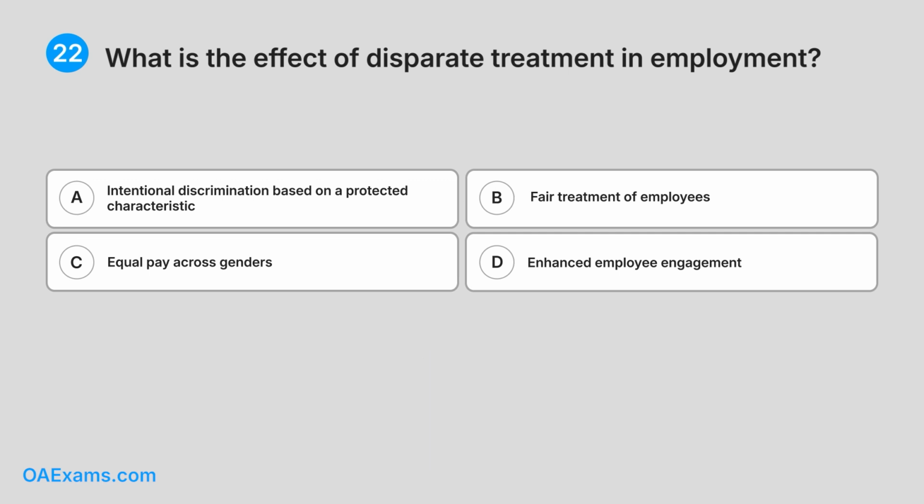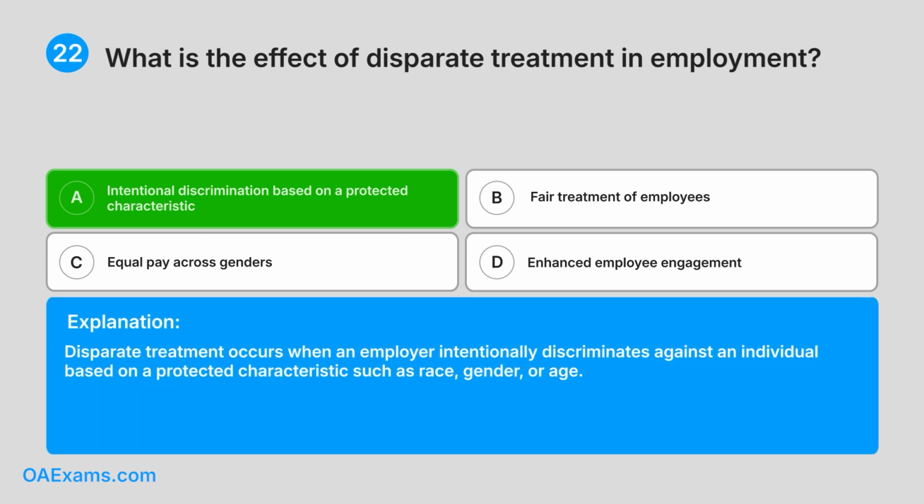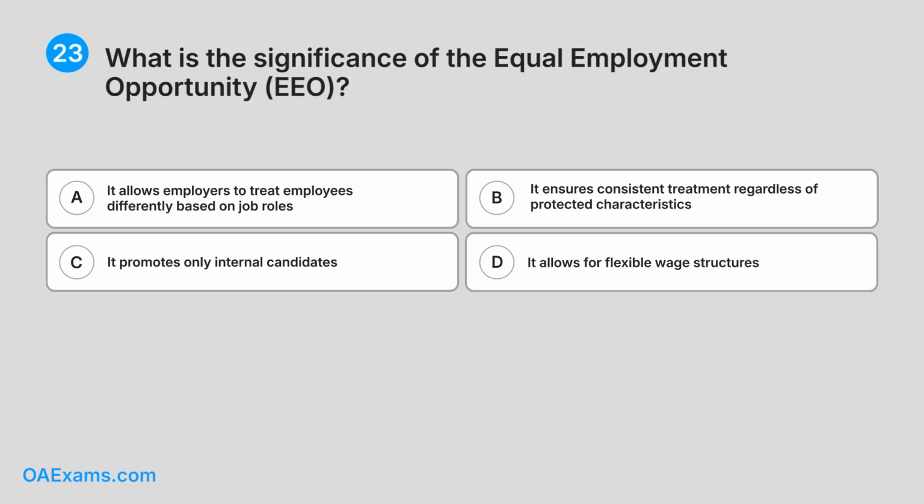Correct answer. A. Intentional discrimination based on a protected characteristic. Explanation. Disparate treatment occurs when an employer intentionally discriminates against an individual based on a protected characteristic such as race, gender, or age.